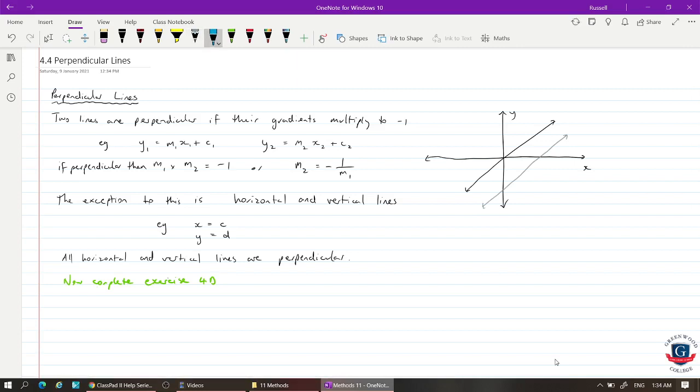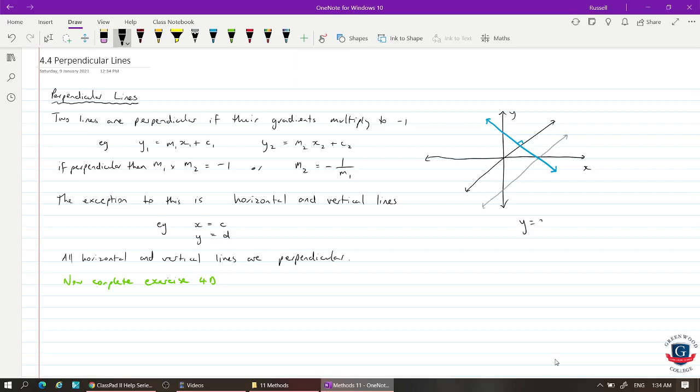Now, two lines that are perpendicular, that angle there will be a right angle. Their gradients have a specific property: if we multiply them together, the answer will be -1. So let's have a look quickly at what that might look like.